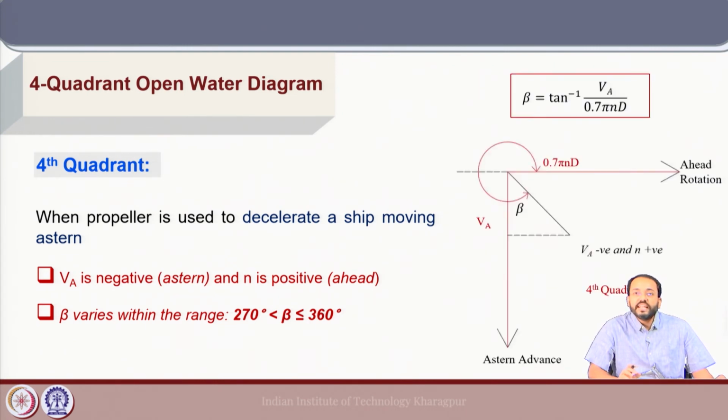So, here again we will see that beta is aligned at an angle to the horizontal, which is more than 270 degrees, which corresponds to the fourth quadrant. So, it is a combination of astern advance, the ship moving astern, and ahead rotation, because the propeller rotation direction has already been changed from the astern rotation to the rotation case where forward thrust is given. So, the positive rotation in that sense.